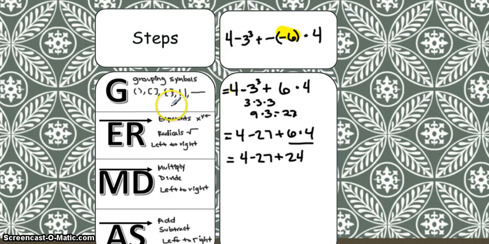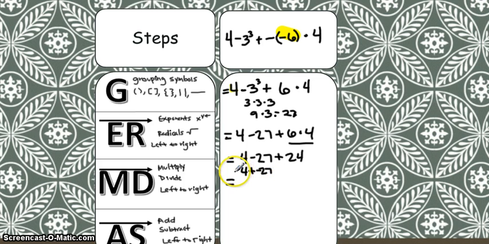Alright, so are there any grouping symbols now? No. Any exponents or radicals? No. Any multiplying or dividing? No. Any adding or subtracting? Yes. We want to do adding and subtracting from left to right. So we're going to want to do this 4 minus 27 first. Alright, instead of doing 4 minus 27 though, subtracting is adding the opposite. So I'm going to do 4 plus negative 27.